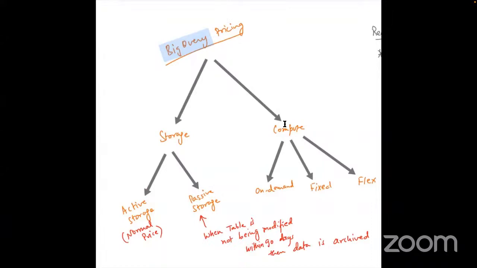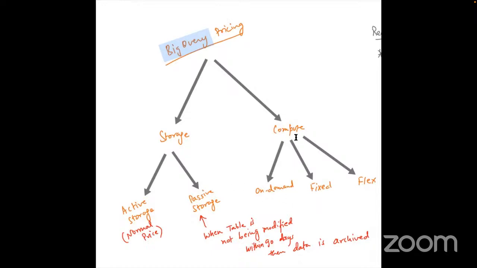This is a picture from one of my virtual instructor-led classes. So this is storage pricing. This is compute pricing. In storage pricing, we have active storage, and another one is passive storage. Active storage is at the normal price, and passive storage is when data is not modified for the last 90 days, then the data is automatically archived by BigQuery. This is an intelligent feature, saving our cost. The cost will go down by 50%. That is a very good advantage of storing data in BigQuery. So there is optimization.